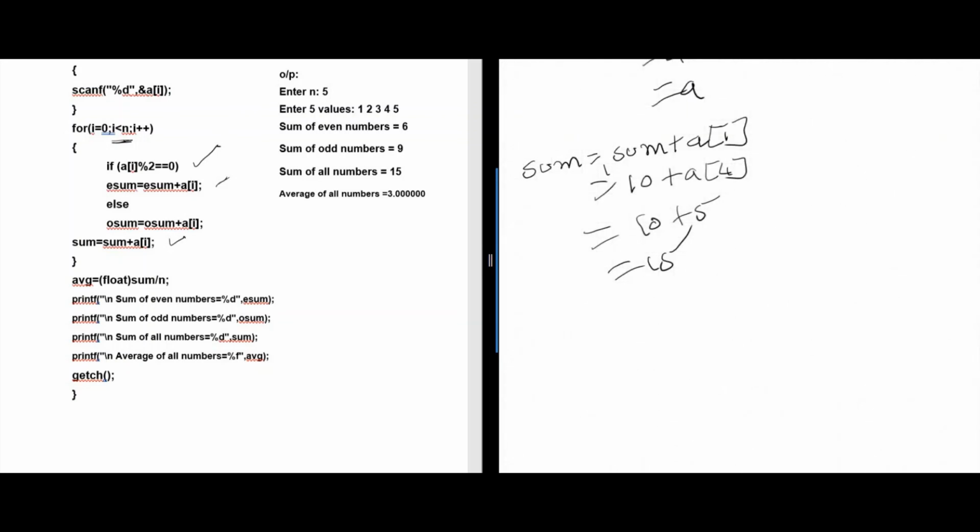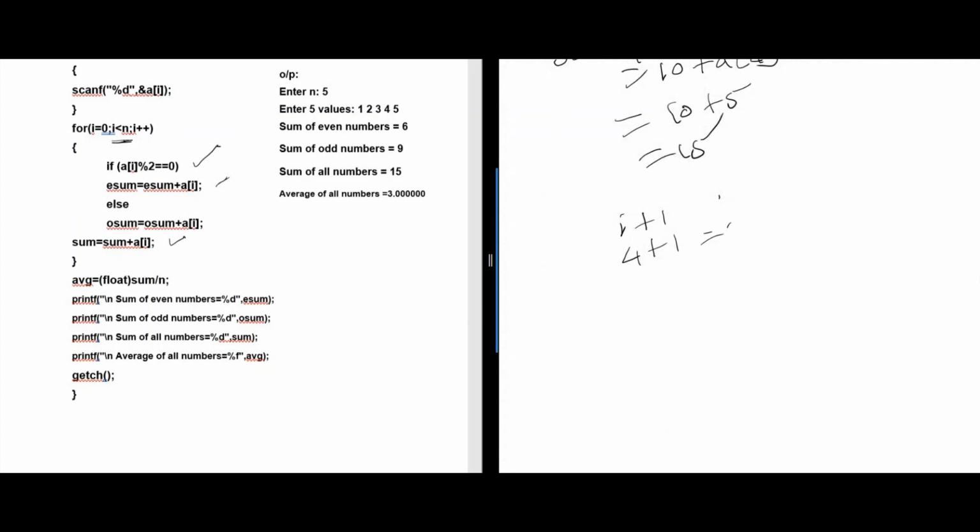Right. Now I is incremented by 1. Before this, I was 4, so 4 plus 1 is equal to 5. So I is compared with n. Is 5 less than 5? No. So it will not enter the loop. It will come out of the loop.